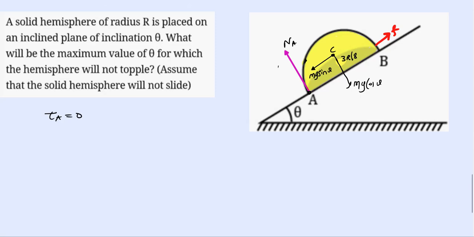Then the torque due to the normal reaction N and the friction will intersect the axis of rotation, so the only torques will be due to mg cos theta and mg sin theta. And what will this distance be? This distance should be equal to r, no? So here the net torque about point A should be zero. So mg times 3r/8.